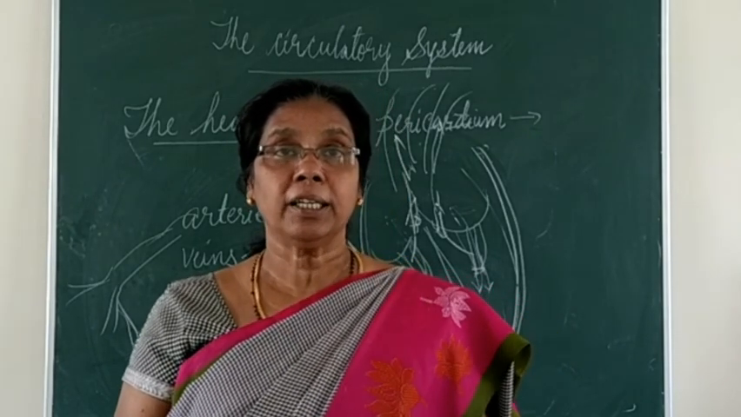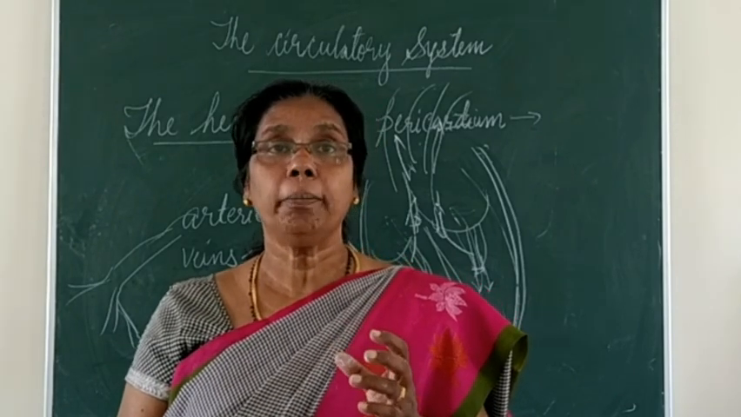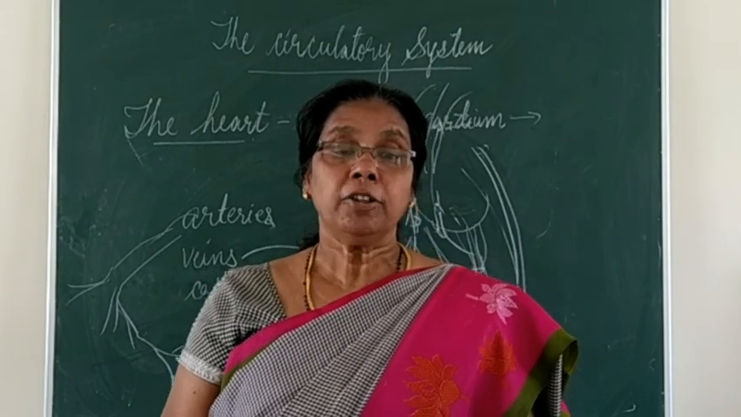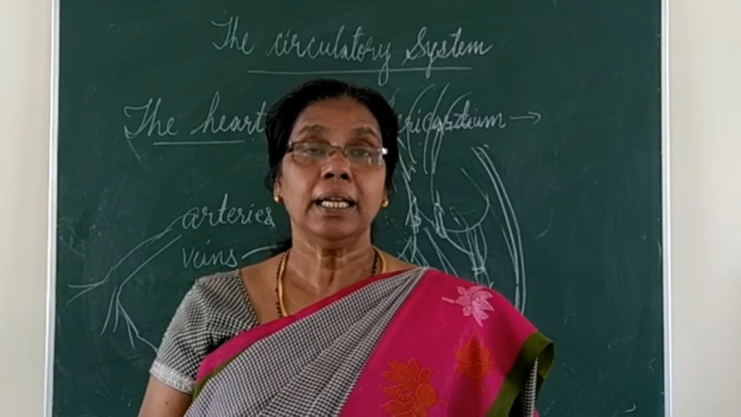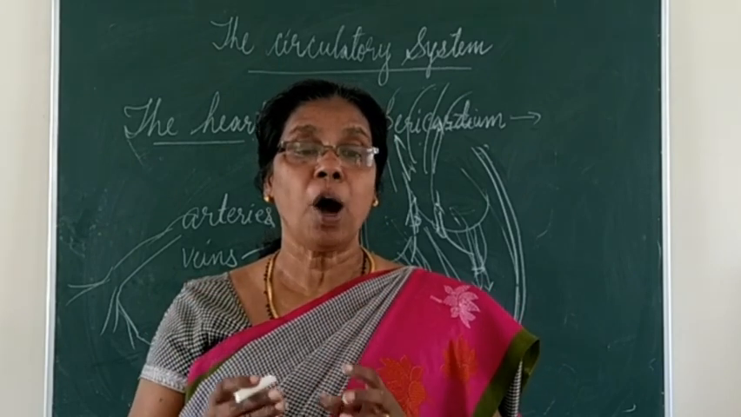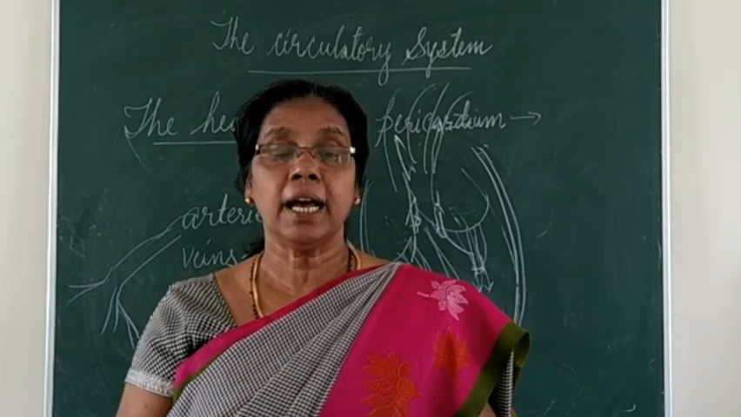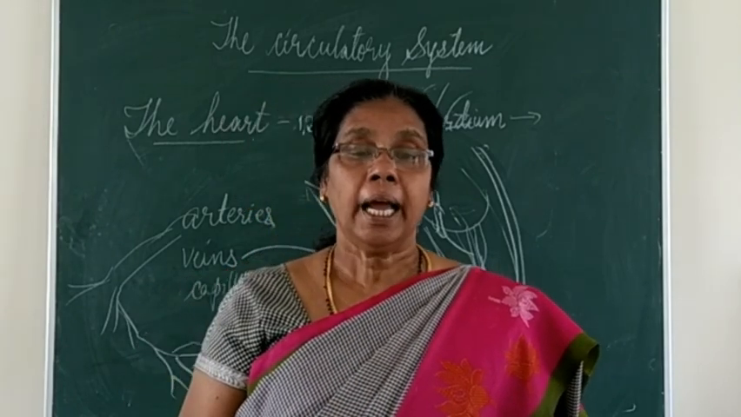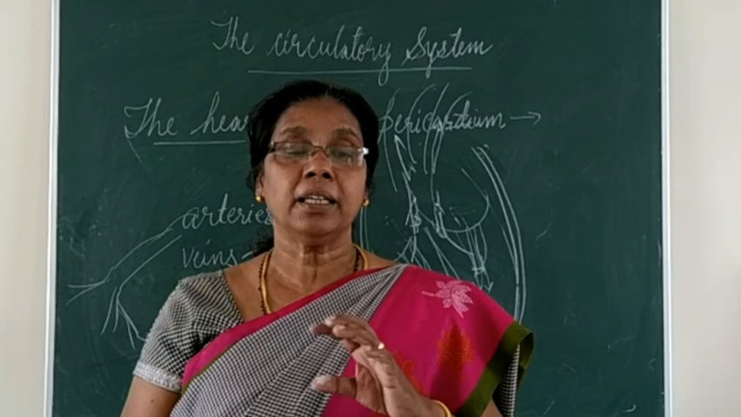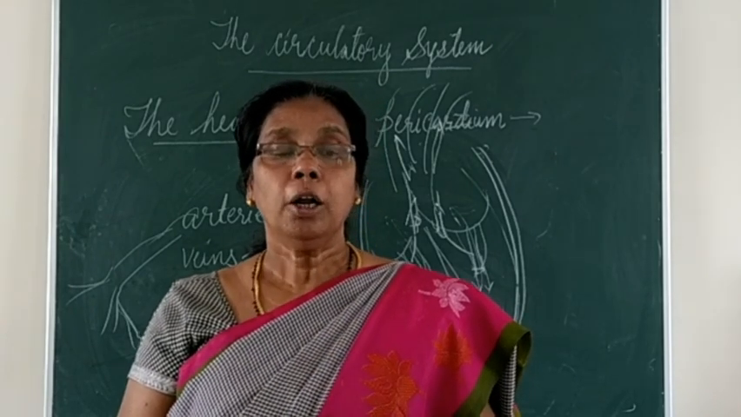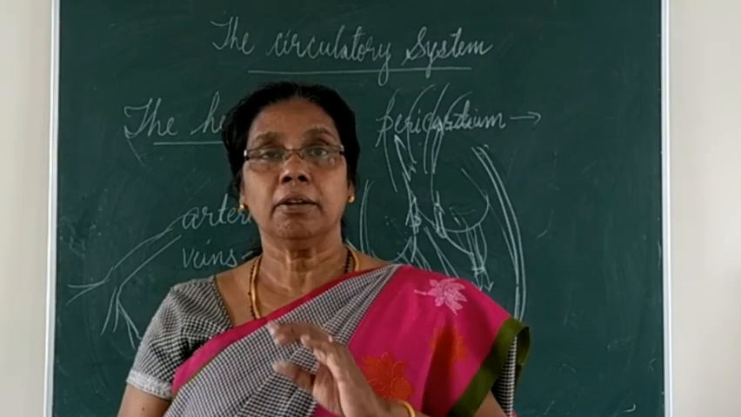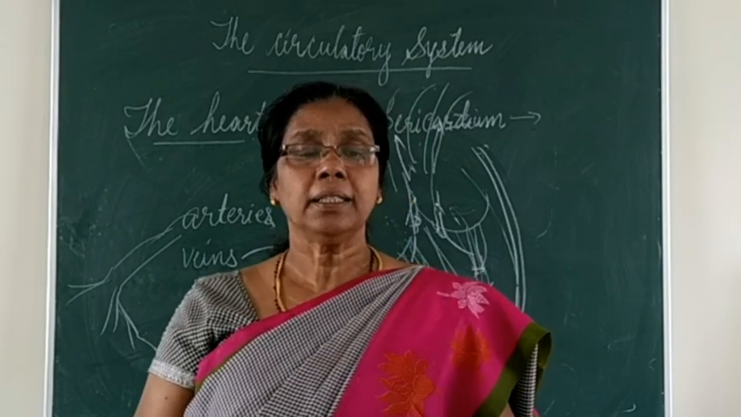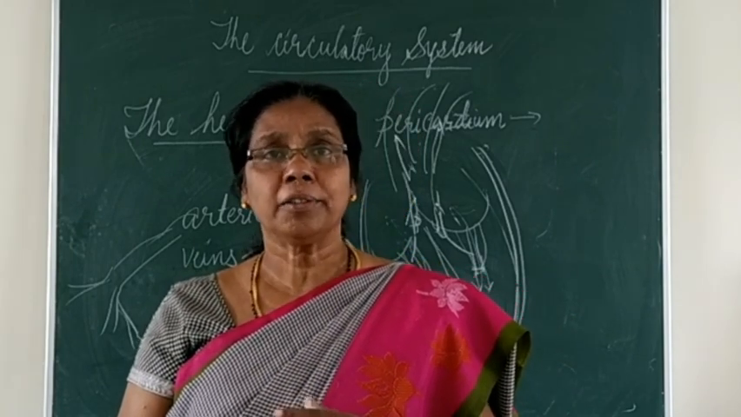Arteries have a narrow lumen, whereas a vein has a wider lumen. Arteries have no valves inside, whereas veins have valves. Arteries can constrict or dilate to control blood flow, whereas veins cannot constrict. So these are some of the differences between arteries and veins.